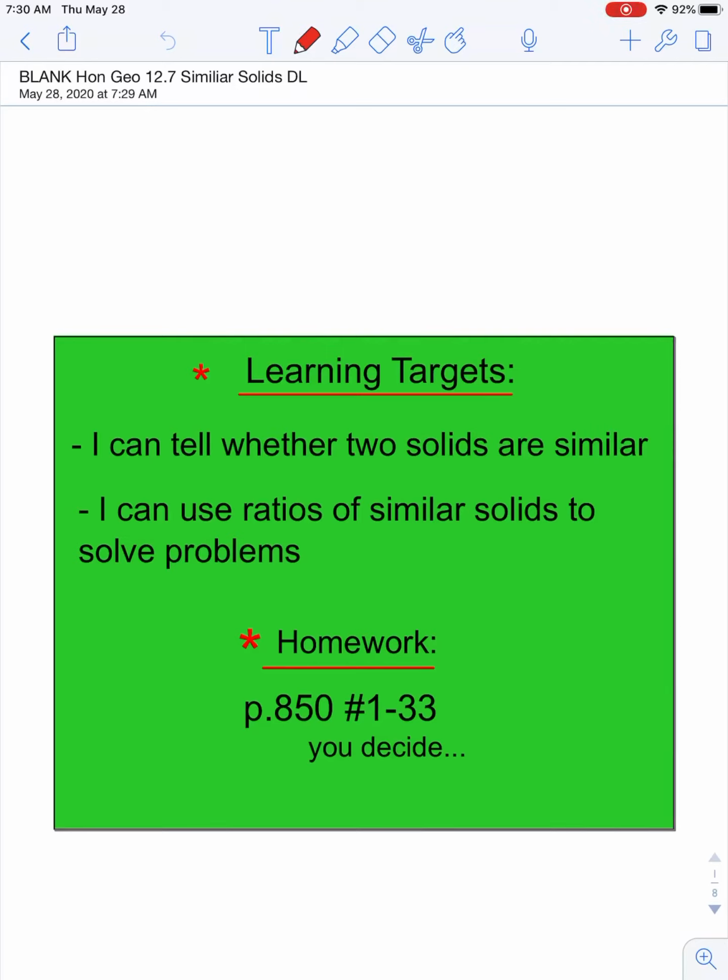Hello, ladies and gentlemen. Today we are going to do section 12.7, similar solids. And this is actually our last lesson in chapter 12. So we're going to determine whether two solids are similar. This is going to be very much in line with what we did with similar polygons and similar triangles and so forth. So we're going to tell whether two solids are similar using the same strategies we have done before.